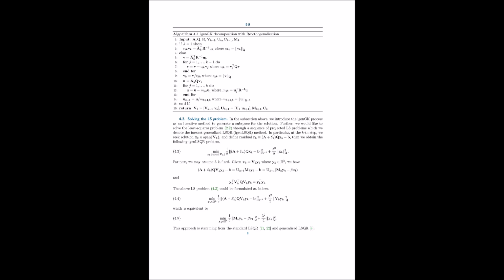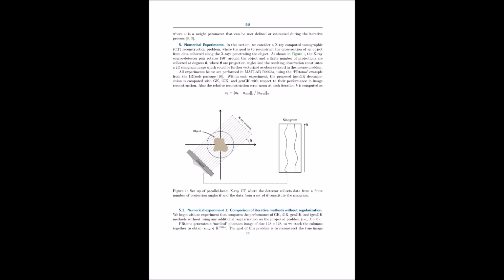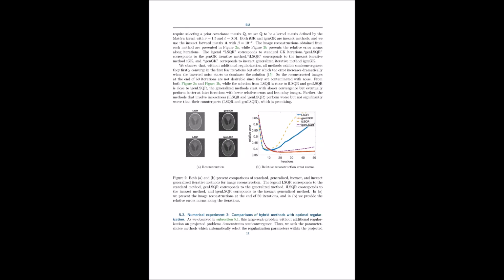Algorithm 4.1 lays out the step-by-step process, and it's really fascinating to see how it builds up the solution, refining it at each iteration, all while taking into account those pesky errors in the model. So it's like a self-correcting process, in a way. You could say that. Now, in section 4.2, the paper gets into the nitty-gritty of how this igenGK method is actually used to solve the least squares problem. Essentially, it projects the original problem onto a smaller subspace, making it much easier to handle. So it's like finding a more manageable way to represent the problem.